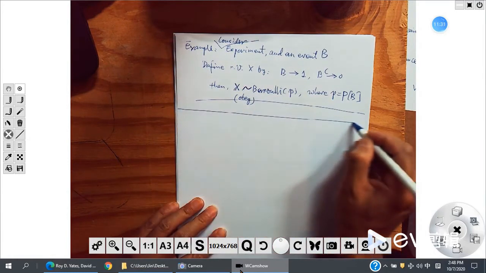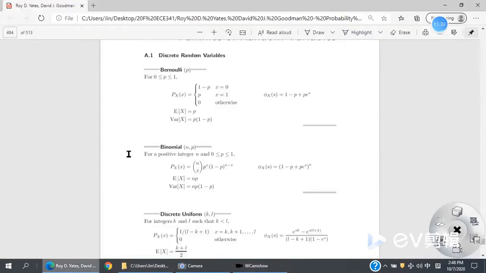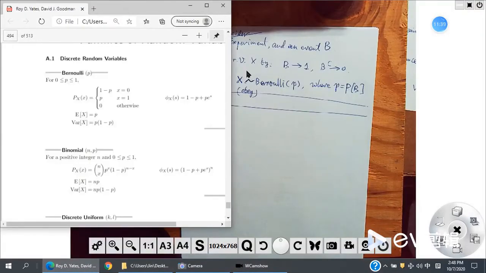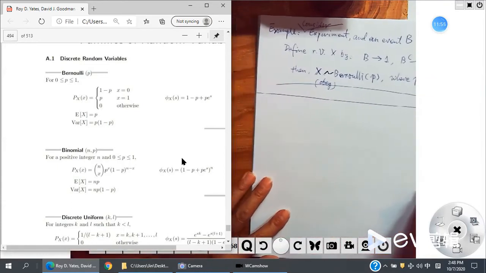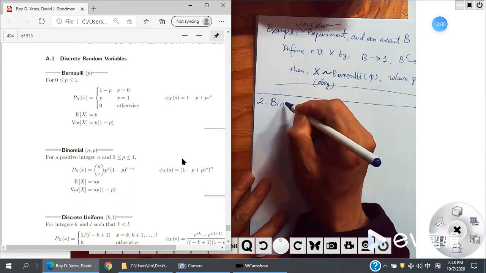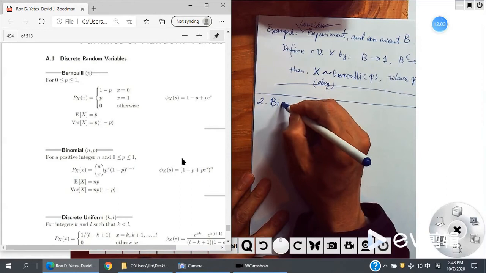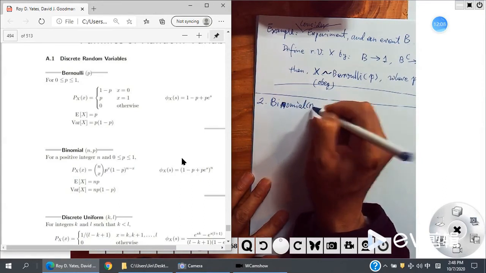Okay, then we can just follow the textbook. Let me make it smaller. Okay, you can see it, right? Your screen will be similar to mine. So this is Bernoulli. The second is binomial. Let me write it. Binomial(n, P).